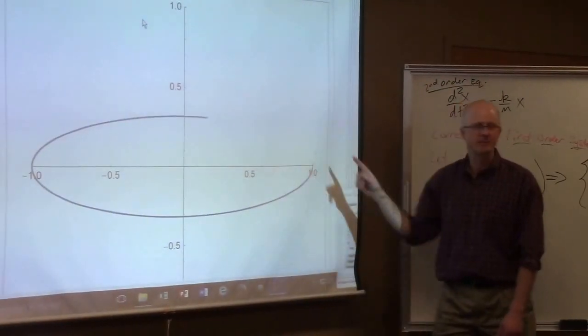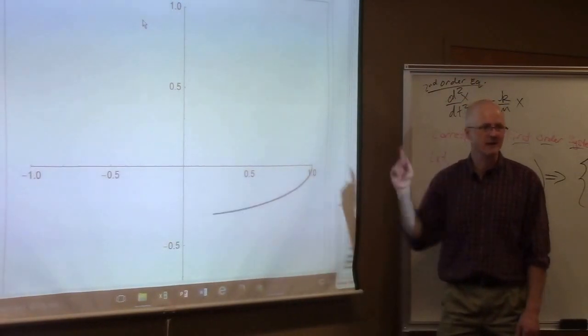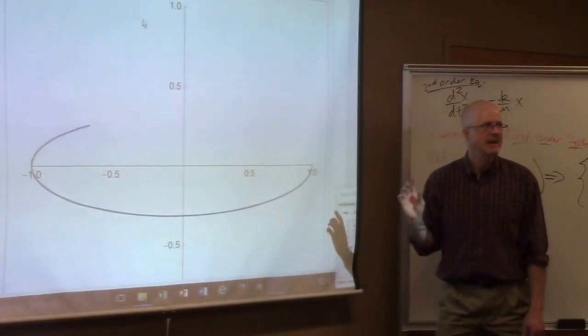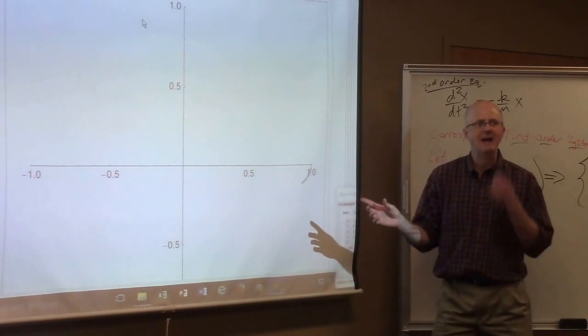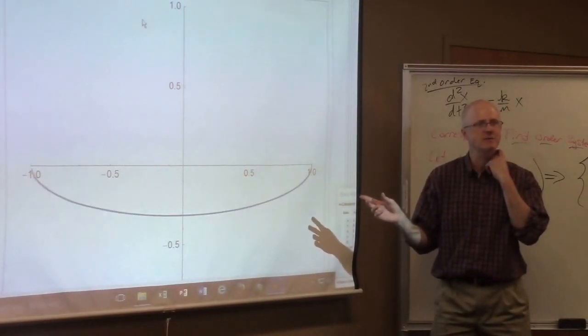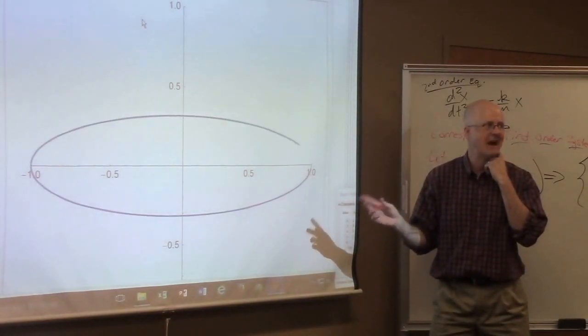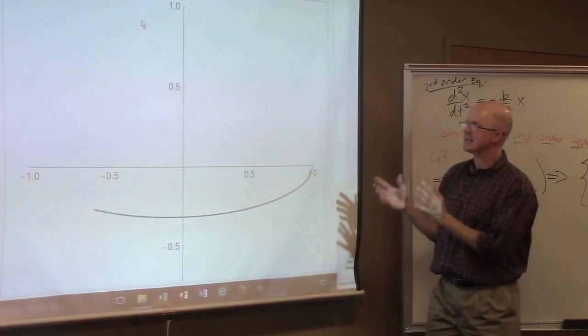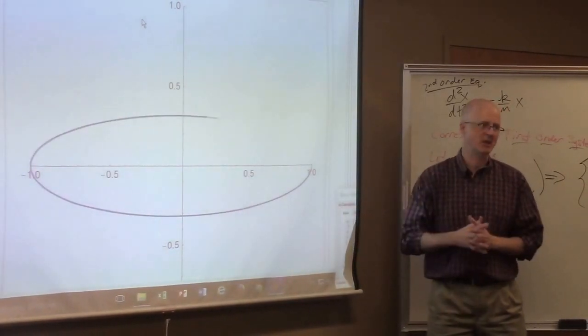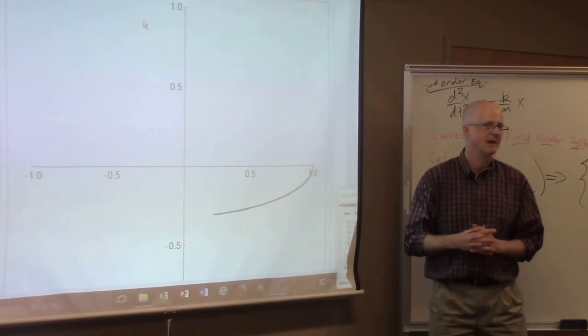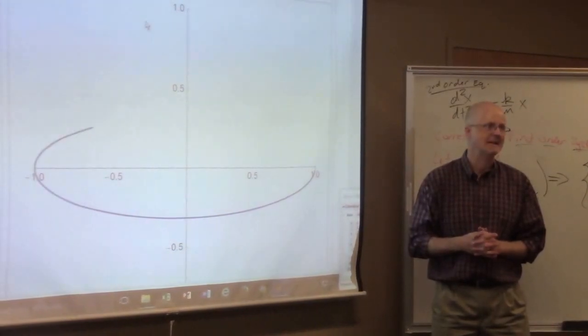So it's not a picture of the motion of the mass. The mass is not moving on an ellipse, it's moving back and forth. It's keeping track of the x and v values, the position and velocity for the mass as time goes by. This is a solution curve in what's called a phase plane for this system. We'll talk more about what that means on Wednesday.